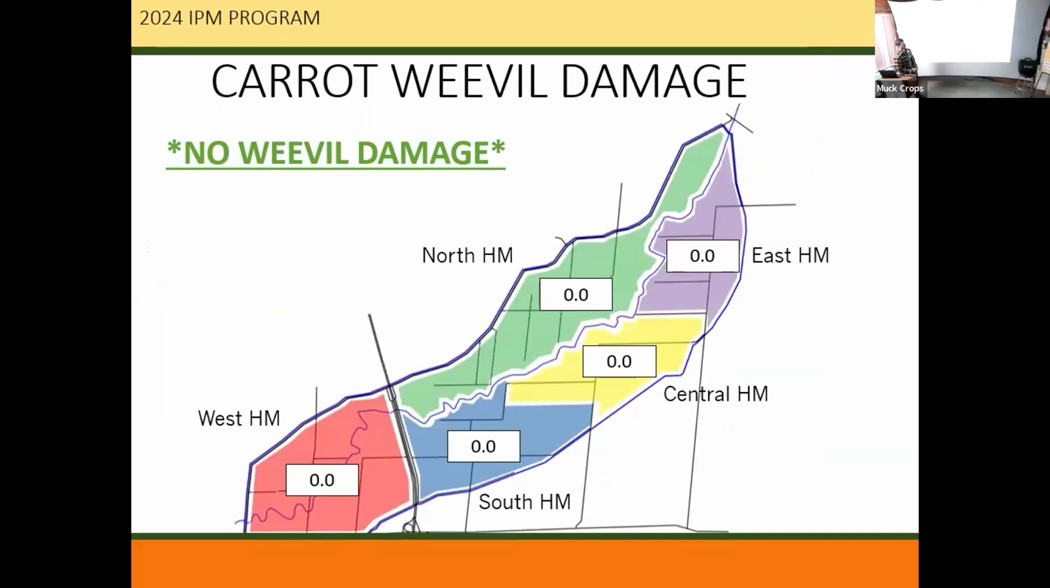And one great result that we found last year was that from our harvest samples, we didn't find any weevil damage. This is the first time in a long time, as far as I know, that we've had no weevil damage in the marsh, particularly from the carrots that we harvested.